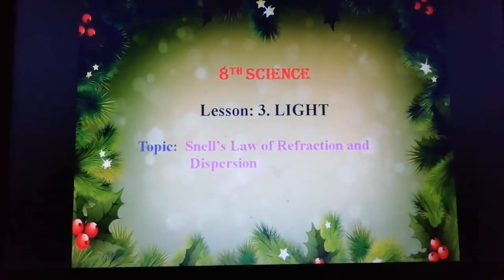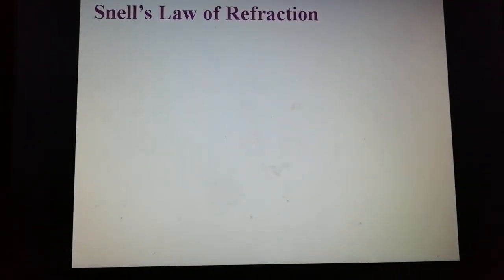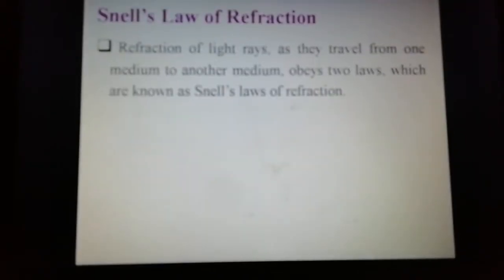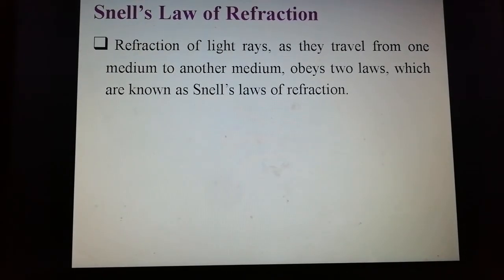Today we are discussing the topic Snell's law of refraction and dispersion. Snell's law of refraction: refraction of light rays as they travel from one medium to another medium, and light obeys two laws which are known as Snell's law of refraction.